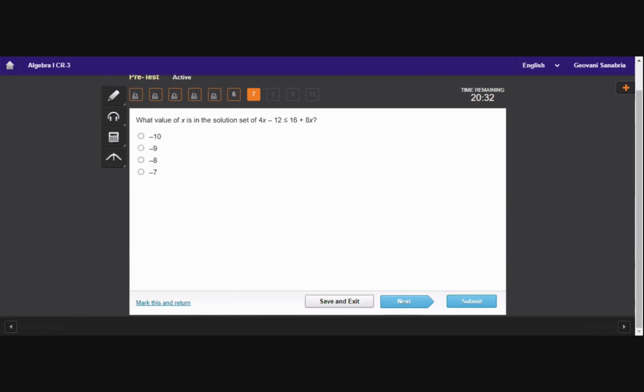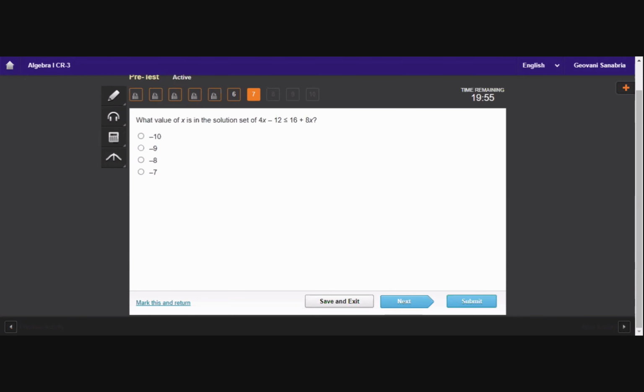You're not getting the x by itself right now. You're moving the x's to the same side. When you get the x by itself, that's when you divide. When you're combining them, or moving them to one side or the other, you don't divide. You add or subtract. So we're subtracting 4x, which will leave 4x.